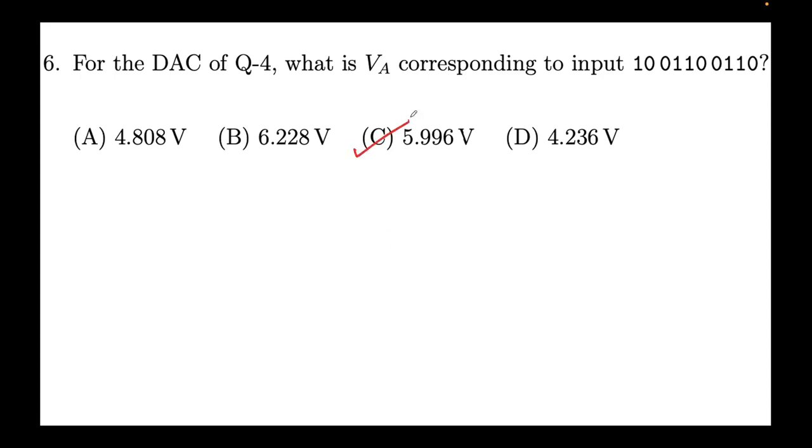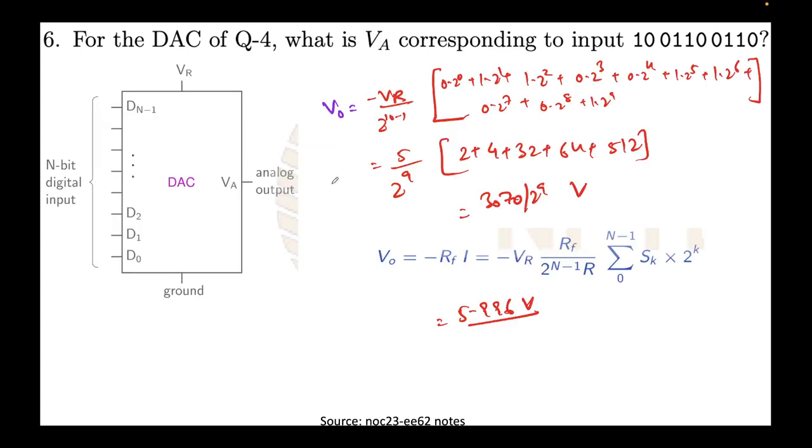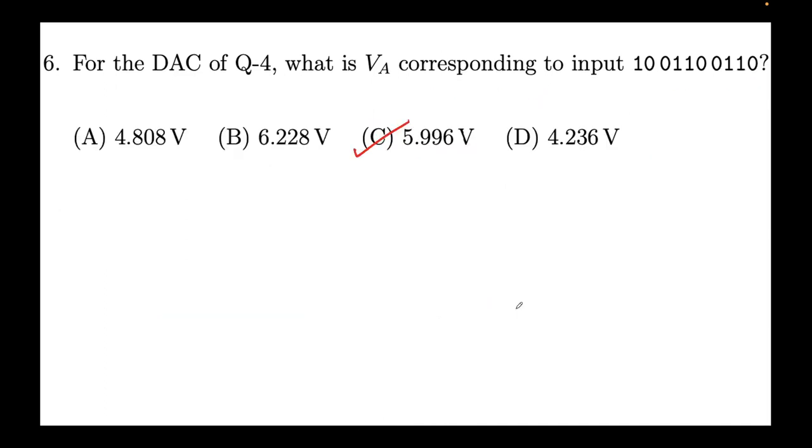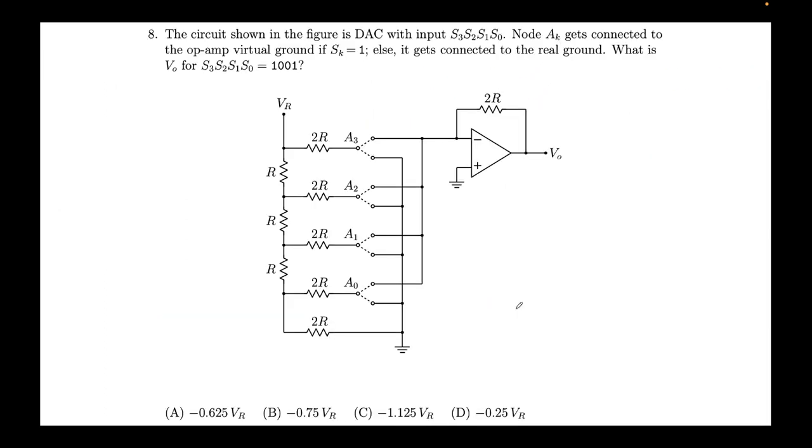So it's a very straightforward problem because we know the value of VR. We have assumed again RF equal to R. You just put in the values. Whatever switches are on, you put those as 1, the rest as 0, and you'll get 5.996, very close to 6 volts.